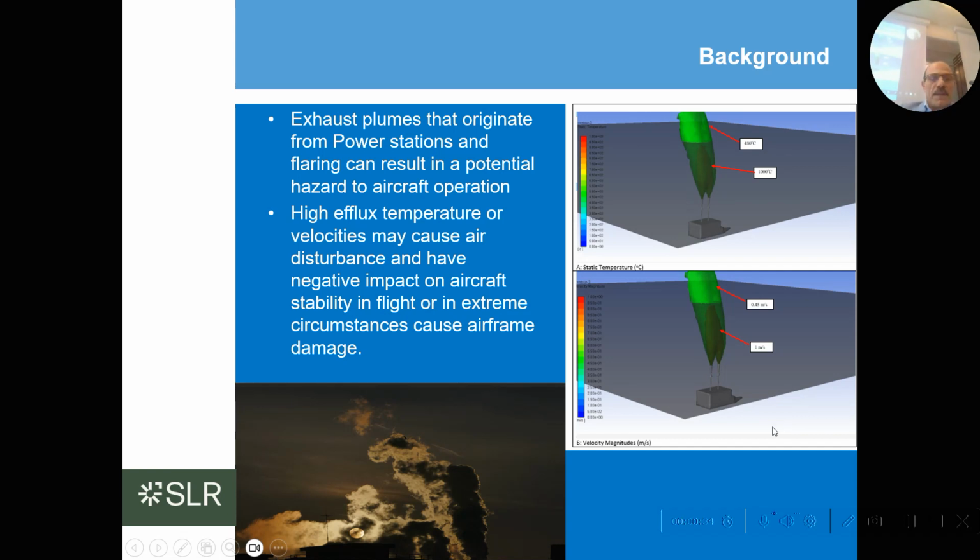I will start with a very short background on the impact of plume rise on aircraft safety. Exhaust plumes that originate from power stations and flaring can result in a potential hazard to aircraft operations. High temperatures or velocities may cause air disturbance and have a negative impact on aircraft stability, and in extreme circumstances, it may cause airframe damage.